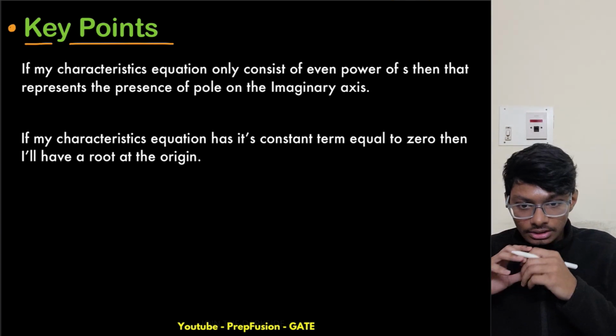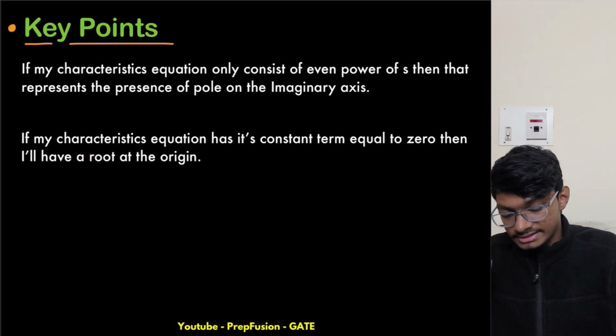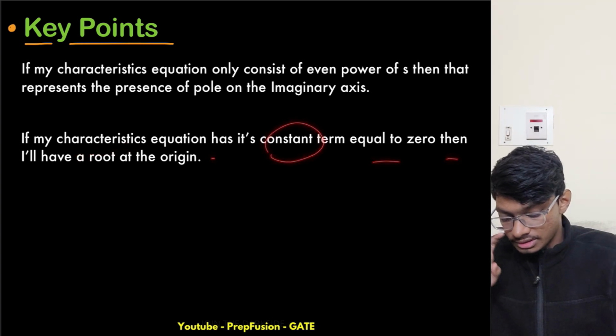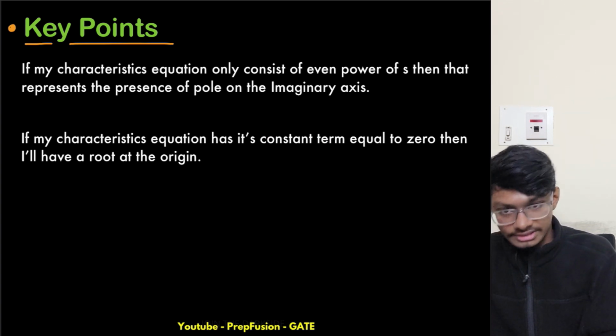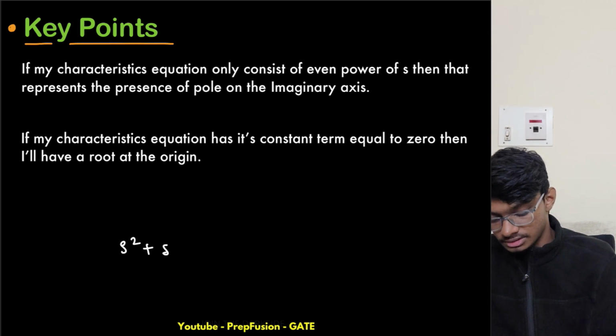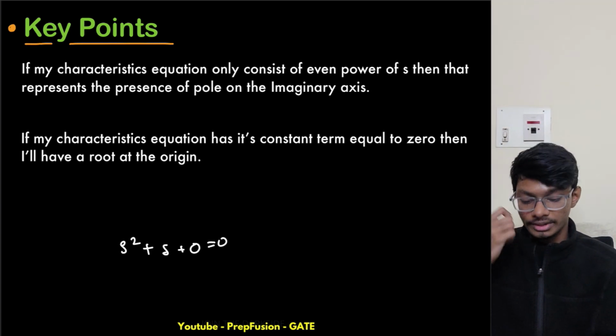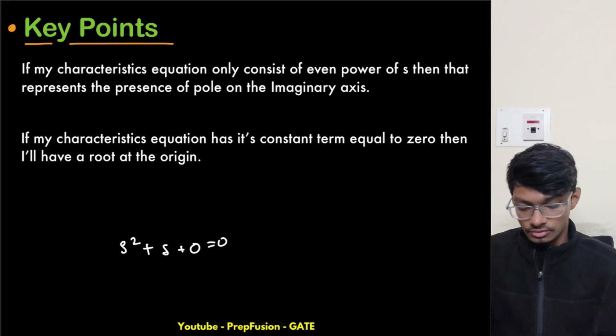that is basically it. Now if my characteristic equation has its constant term equals to 0, then at least I will have a root at the origin. At the origin means s equals to 0. So let's take that example also. So let's say I have s square plus s equals to 0, right? So my constant term, that is the s to the power 0 term, coefficient is 0 for that one.